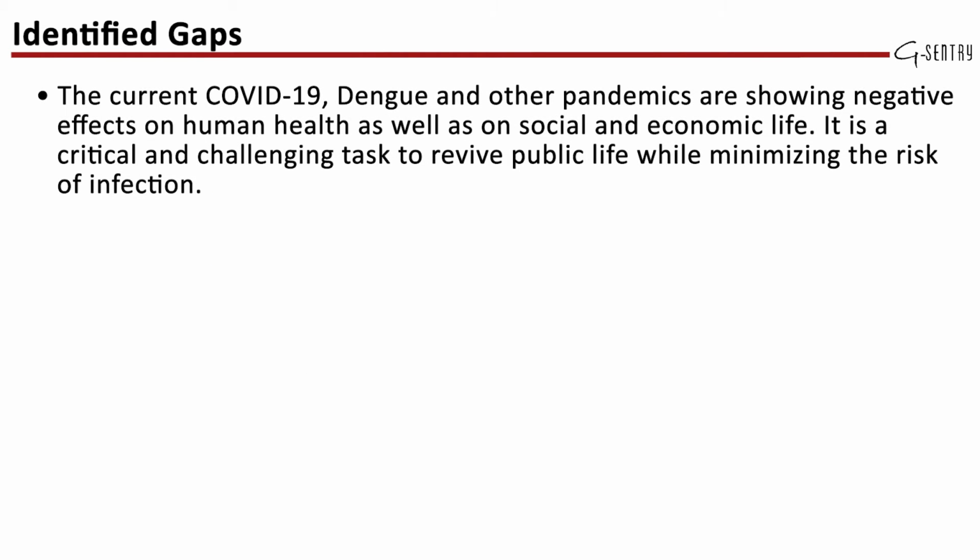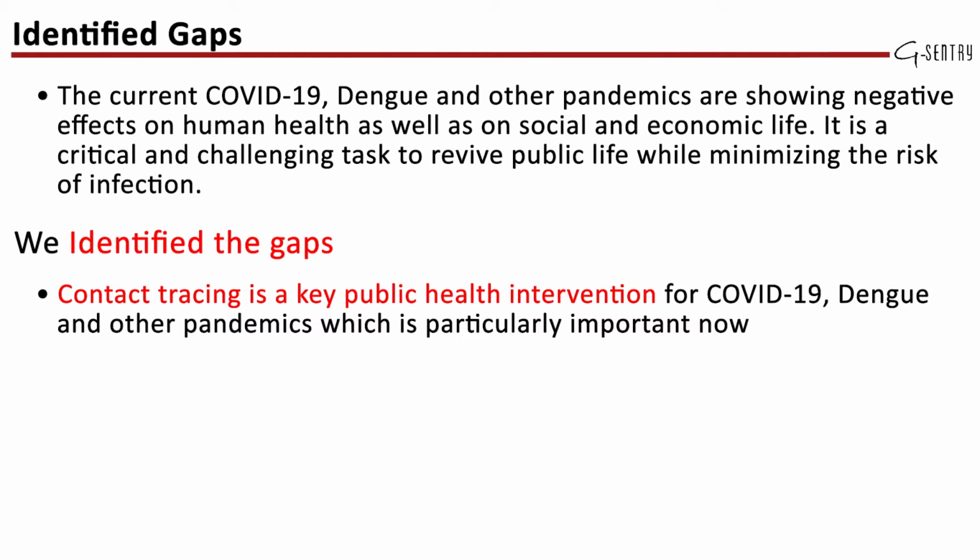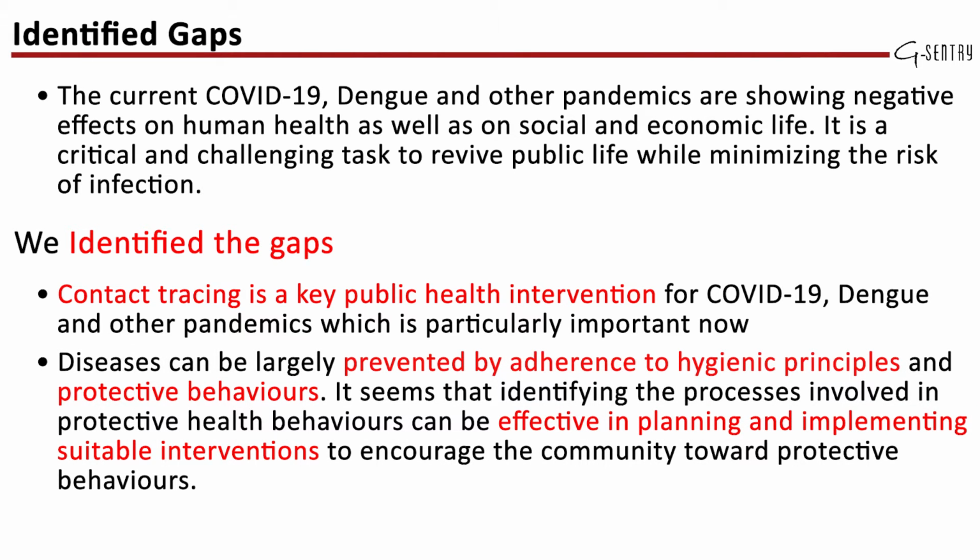The current COVID-19, dengue and other pandemics are showing negative effects on human health as well as on social and economic life. It is a critical and challenging task to revive public life while minimizing the risk of infection. We identified gaps. Contact tracing is a key public health intervention for pandemics, which is particularly important now, and diseases can be largely prevented by adherence to hygienic principles and protective behaviors. It seems that identifying the processes involved in protective health behaviors can be effective in planning and implementing suitable interventions to encourage the community toward protective behaviors.